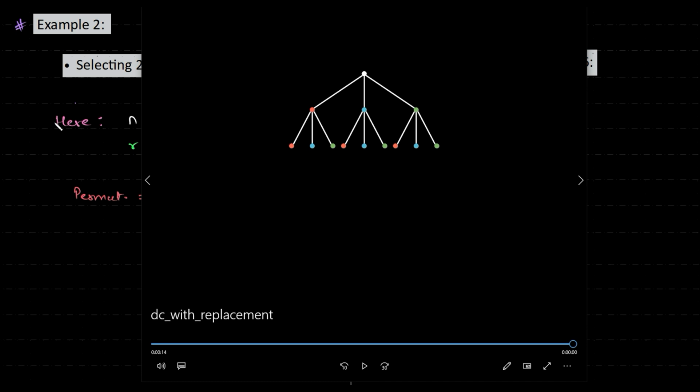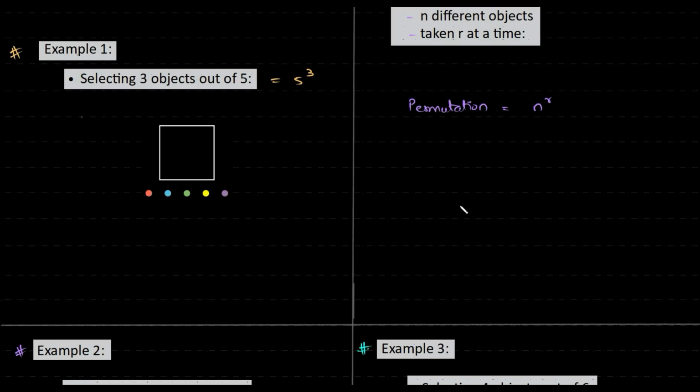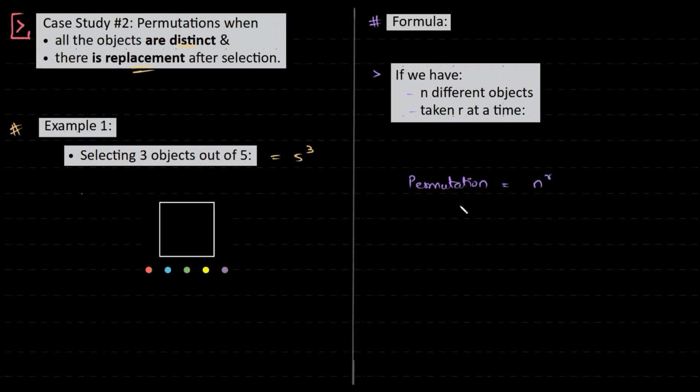So I don't have the animation for that, obviously. It's not easy. Selecting 4 out of 6. Right, guys. Again, this is a case wherein the objects are distinct. They are different. And as and when anyone gets selected, there is a replacement for that, right? So you can pause and have a look and do write it.